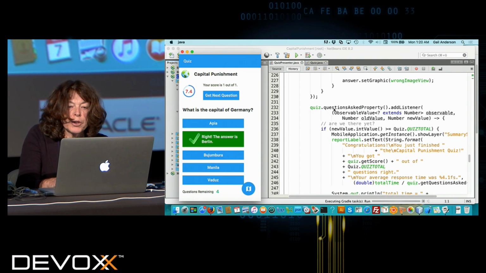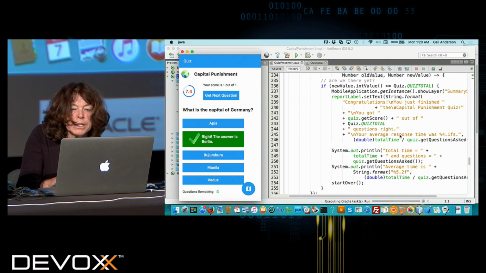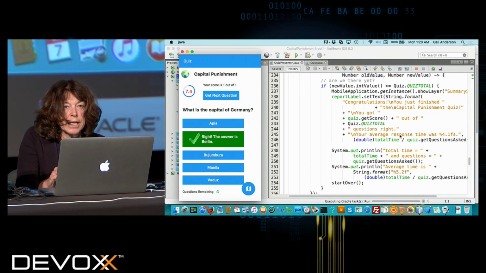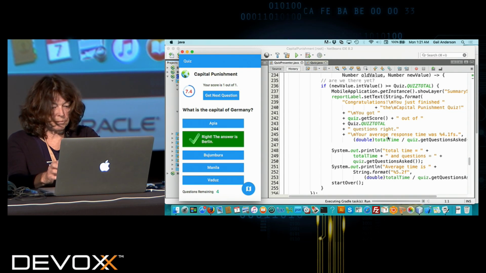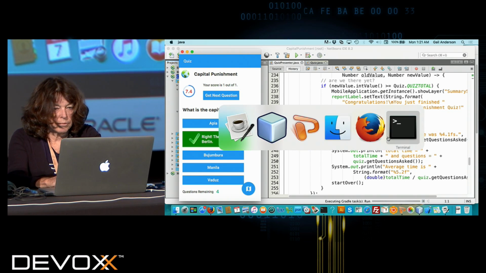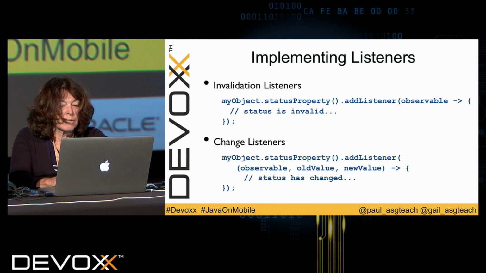So remember, we showed you the questions asked property that was defined in our quiz class. So we've added a listener to that property because we want to know when the quiz is over. And when the quiz is over, we need to do some housekeeping tasks. And one of them is to build that side pop-up view that comes down from the top that says what we answered right and what we didn't, and do housekeeping and starting over a new quiz. Okay, back to the slides.